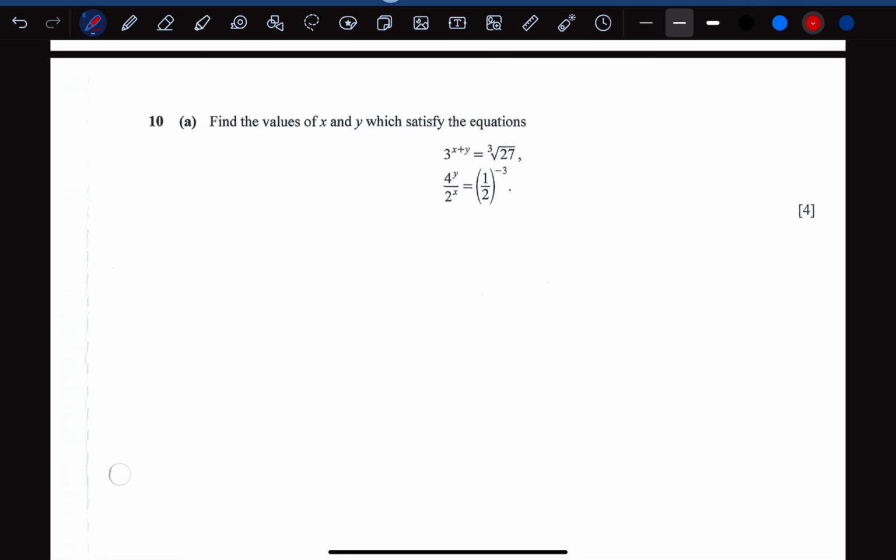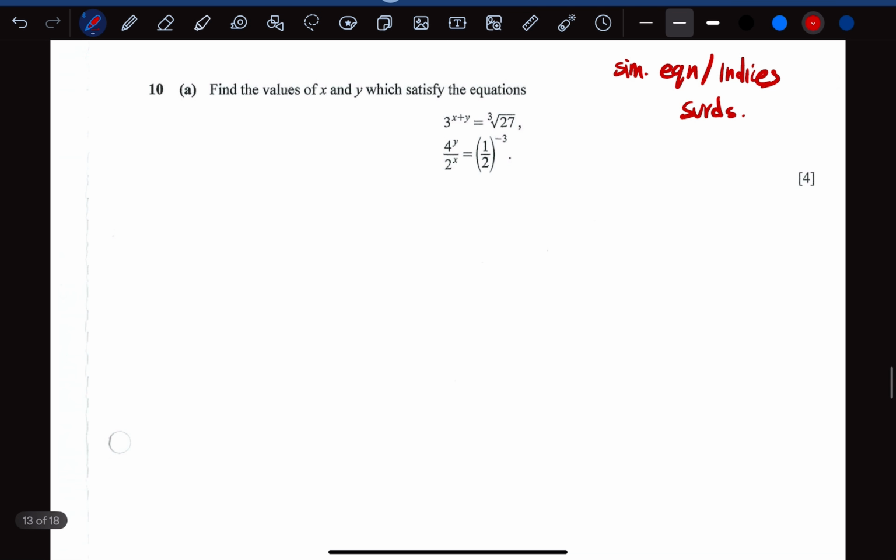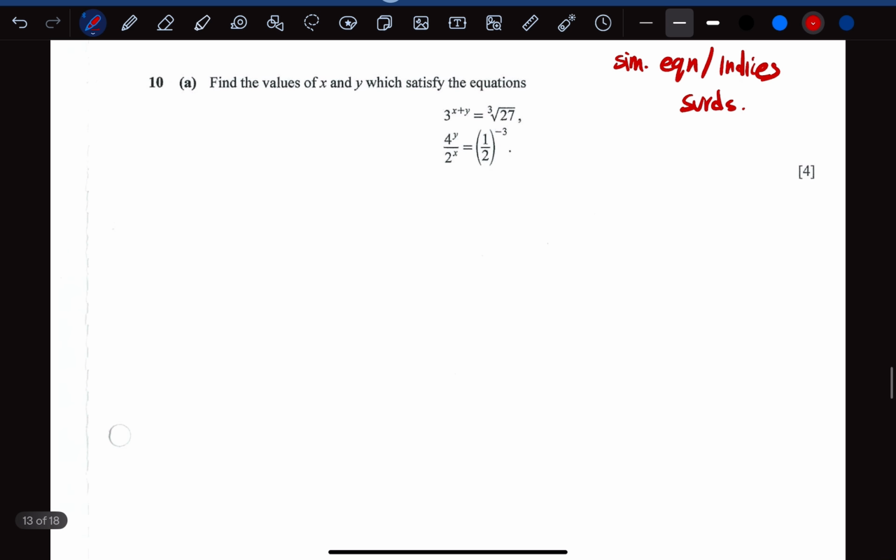Okay, this is the 2019 paper 1 question 10 on your simultaneous equations and indices, as well as your surds questions. Okay, part 1 is just simultaneous equations. Find the x and y values which satisfy the equations.